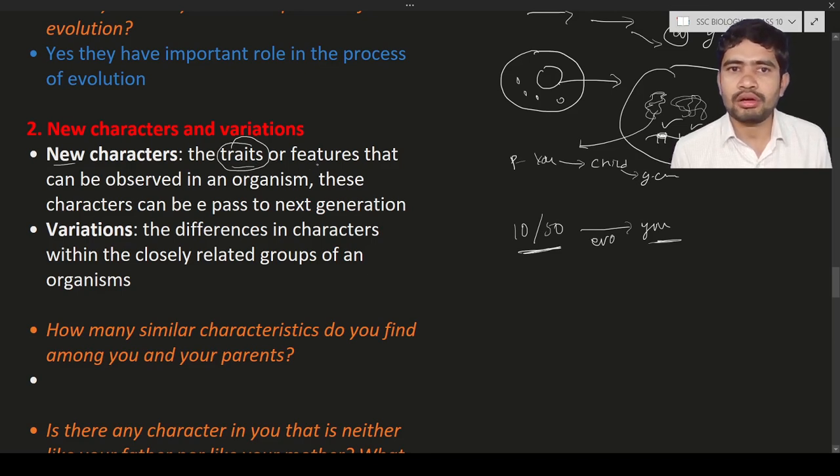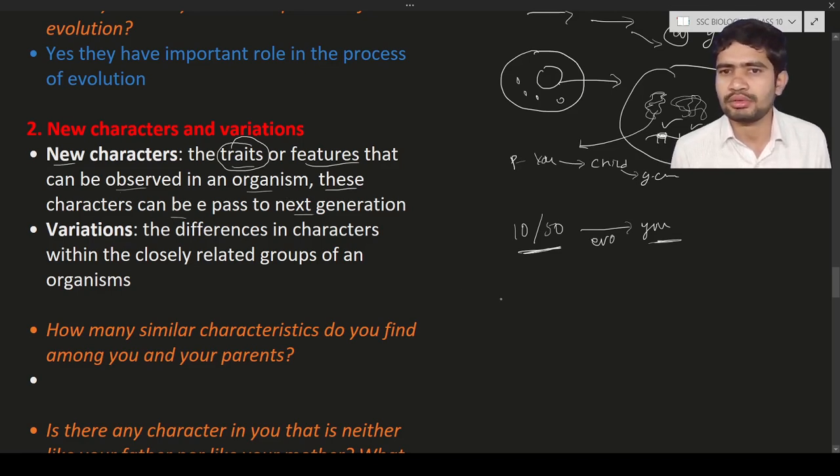You can call them features also. Features or traits are the same. Features or traits are nothing but observable characteristics, the characters that can be observed in the organism. You are an organism, so these characters can be observed in you, so they are nothing but traits. These characters can be passed from one generation to another generation.